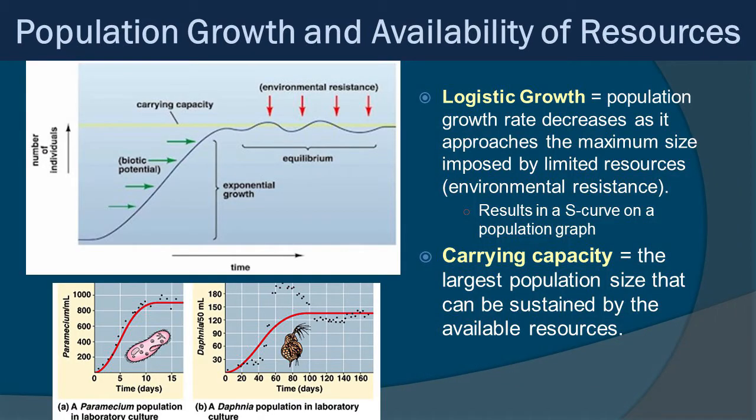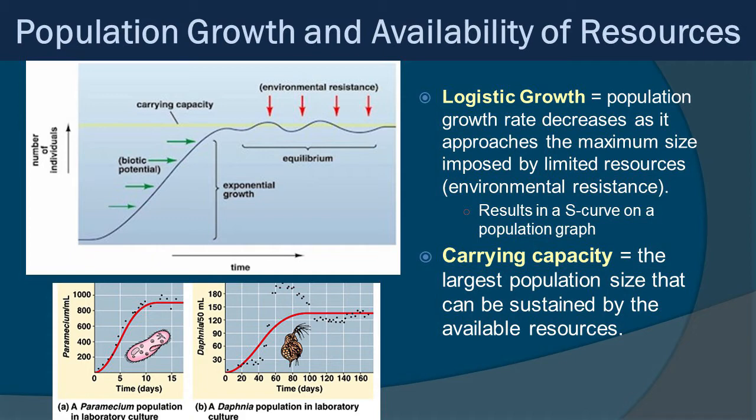Now, another way to look at this is logistic growth, which is actually more realistic. Population growth rate decreases as it approaches the maximum size imposed by limited resources. We call this environmental resistance. This can come in the form of reduced food resources, maybe not enough space, and so things get constricted. Maybe the population of predators starts to rise, and so that starts to take the prey population down, things like that.